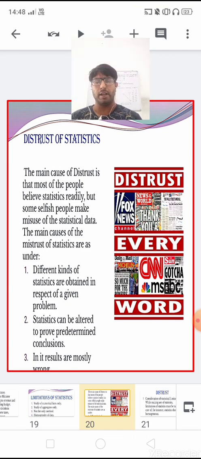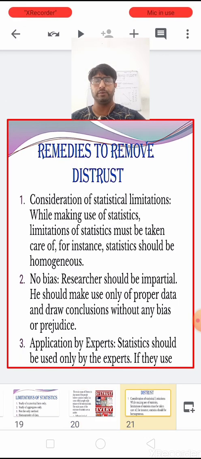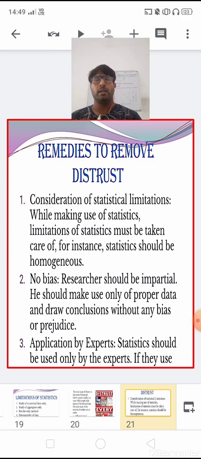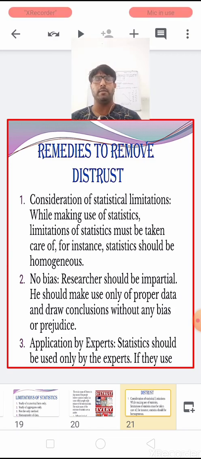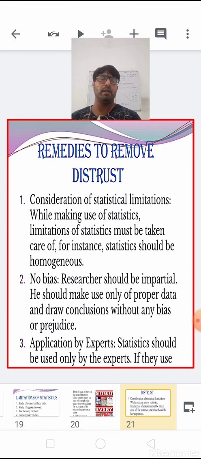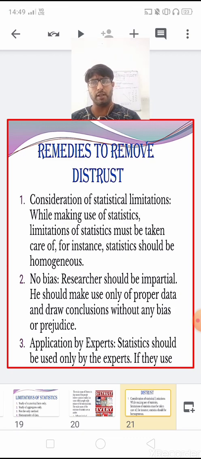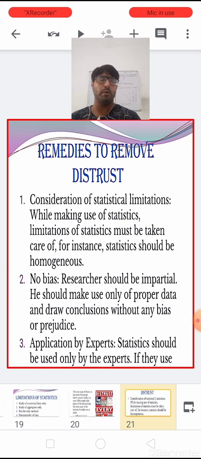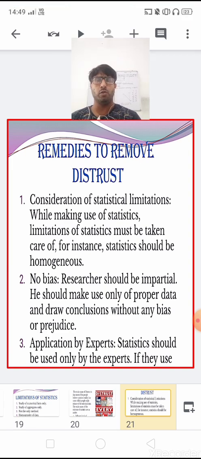The first is that different kinds of statistics are obtained in respect of a given problem, and statistics can be altered to prove predetermined conclusions. Despite the services provided by statistics, considerable distrust exists in the minds of people with regard to its reliability and usefulness. The reason for distrust is improper use of statistical tools by irresponsible, inexperienced, and dishonest people.